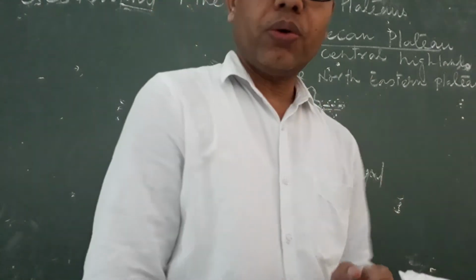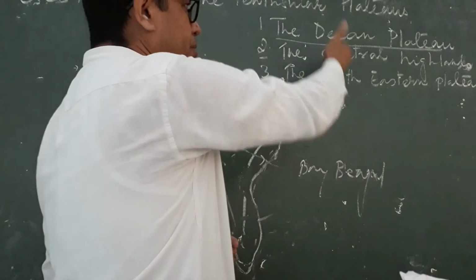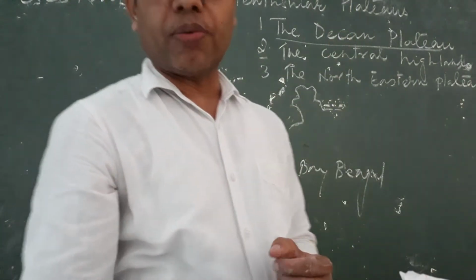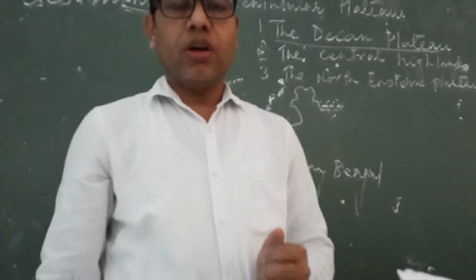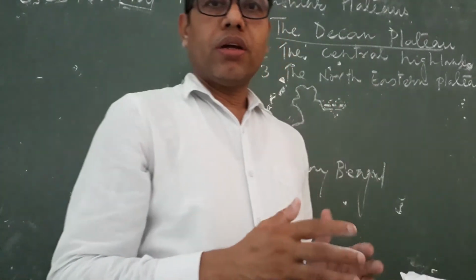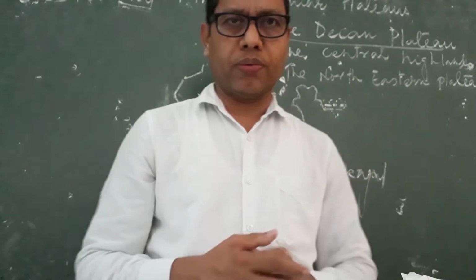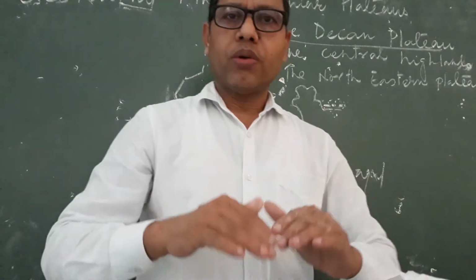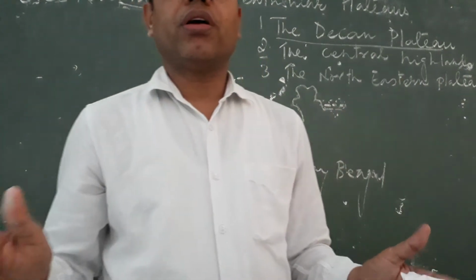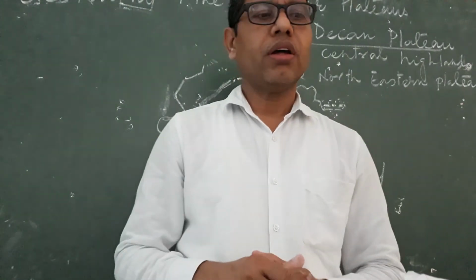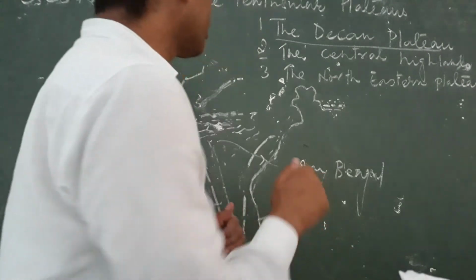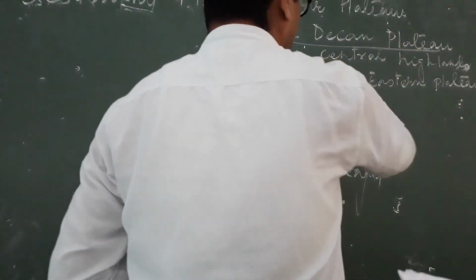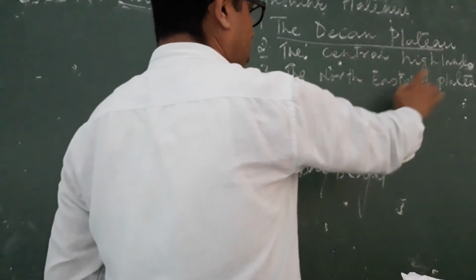In this video, I am going to describe the different parts of the peninsular plateau. In the previous video, you had learnt about the peninsular plateau as a whole. But on the basis of regional variation, this plateau is divided into three parts: the Deccan Plateau, the Central Highlands, the Northeastern Plateau.